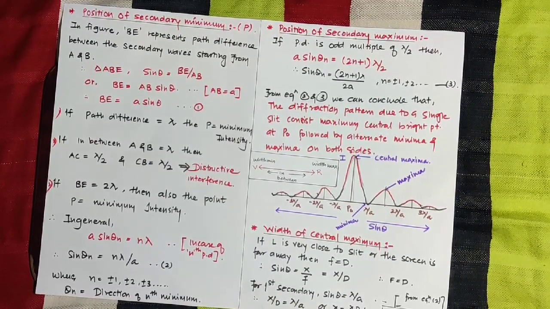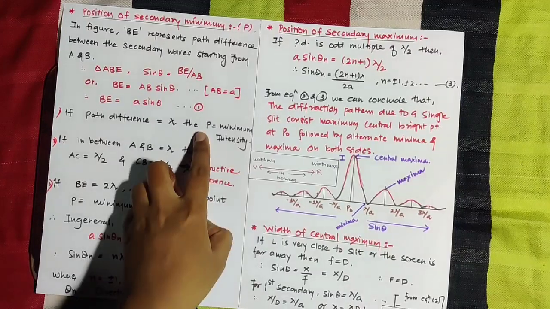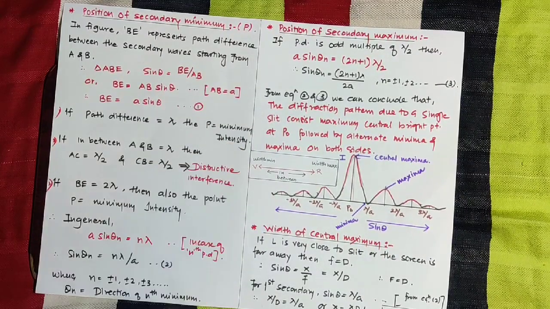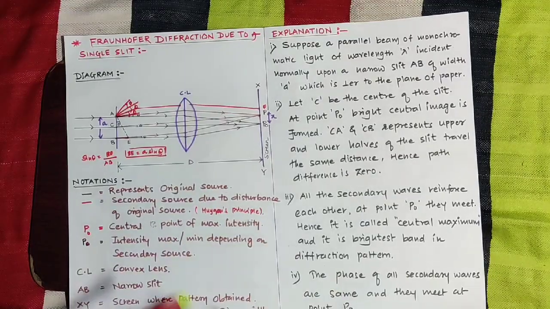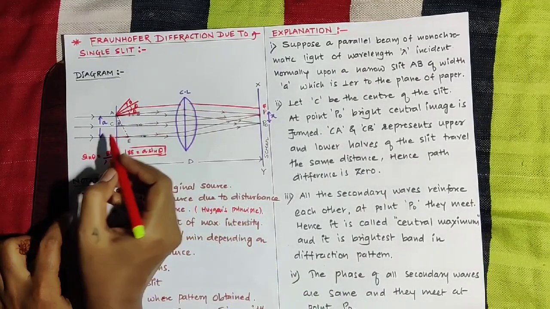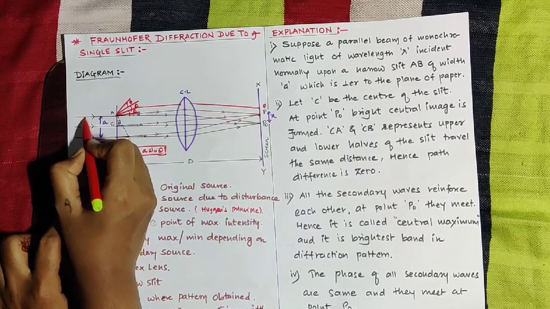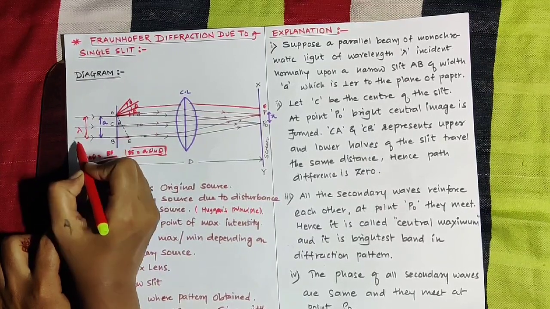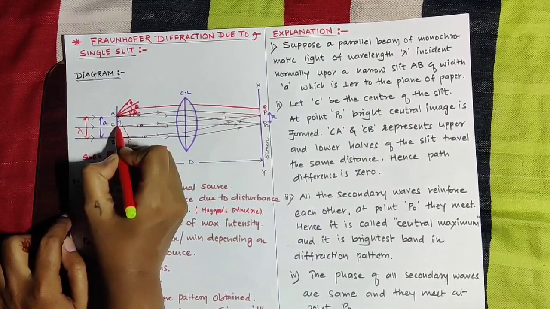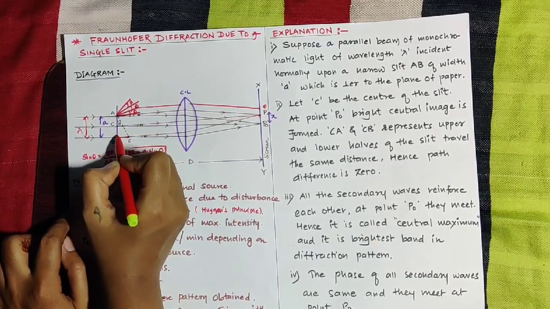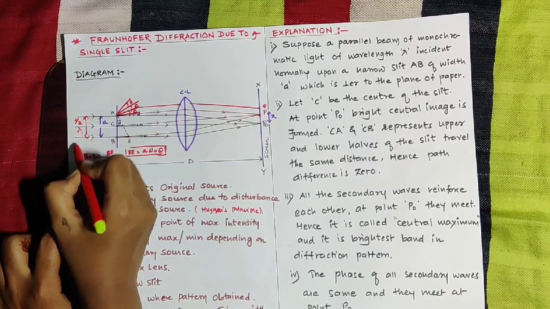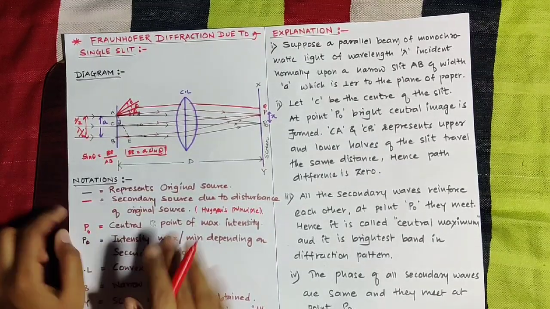And if the path difference is lambda, then the point P we represent in terms of what? Minimum intensity. But if you consider two halves, CA and CB, look at here. So what is the wavelength of light? Look at this AB, suppose it is represented in terms of lambda. If this is CA and CB, these are the half parts of the given slit, so that is represented as lambda by 2, and this one is represented as lambda by 2.